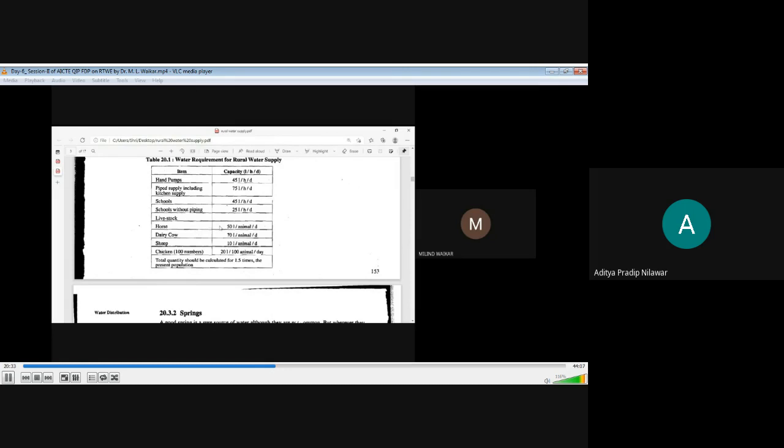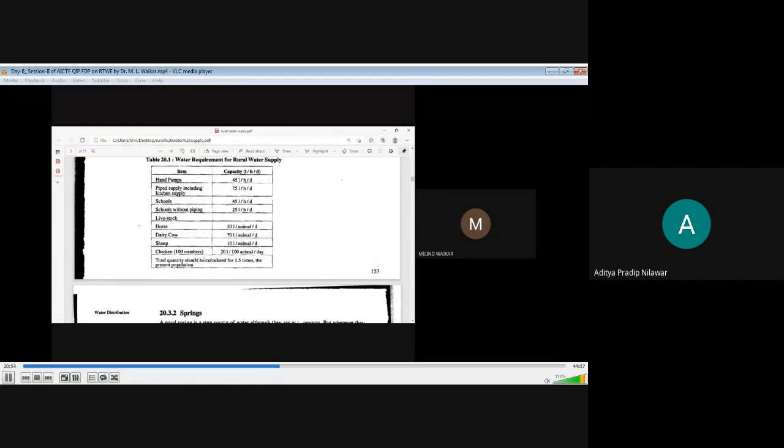For horse, we have to consider 50 liters per animal per day. For dairy cow, 70 liters per animal per day. For sheep, 10 liters. If poultry is there, for 100 chickens, we will have to have 20 liters per 100 animals per day.